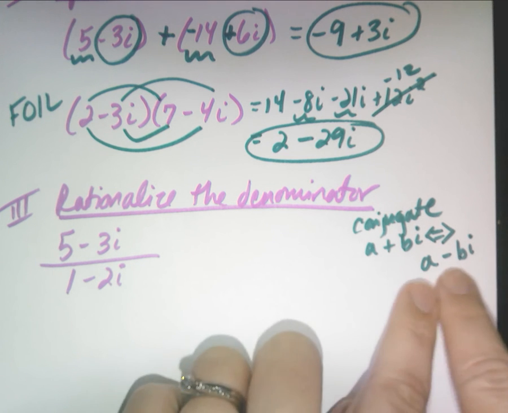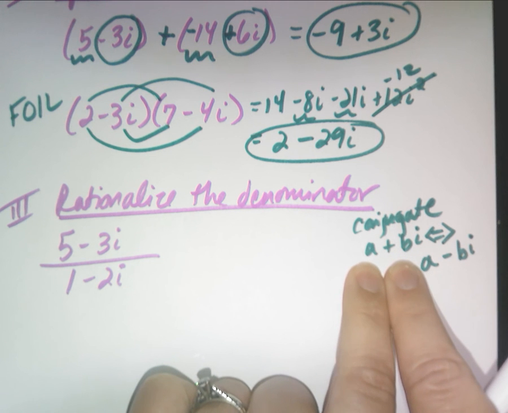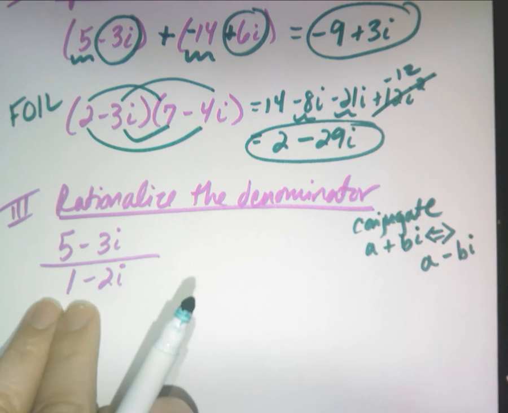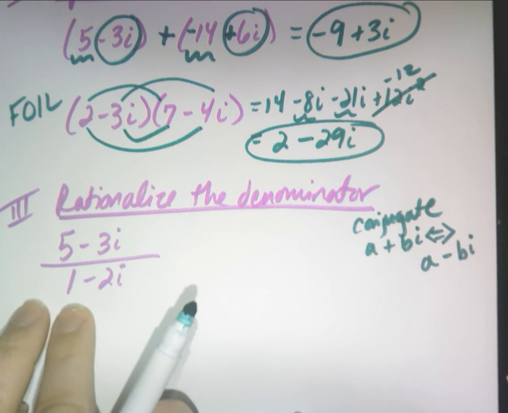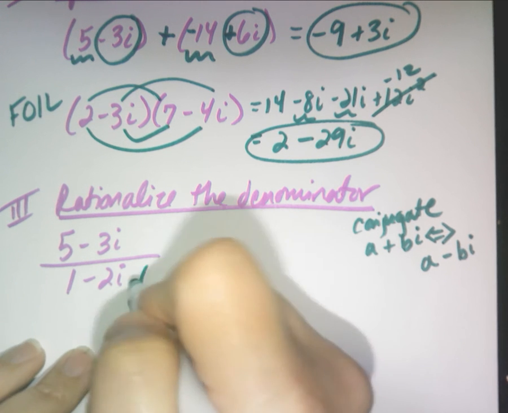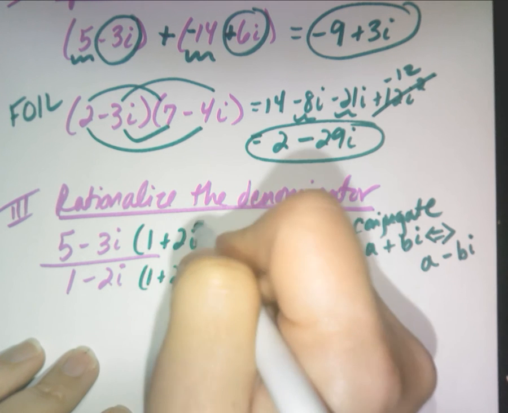If I gave you a minus bi, then the conjugate would be a plus bi. Are you all kind of with me on this? So what would be the conjugate of 1 minus 2i? What would be the conjugate? 1 plus 2i. So you are going to multiply the bottom by 1 plus 2i and the top by 1 plus 2i.